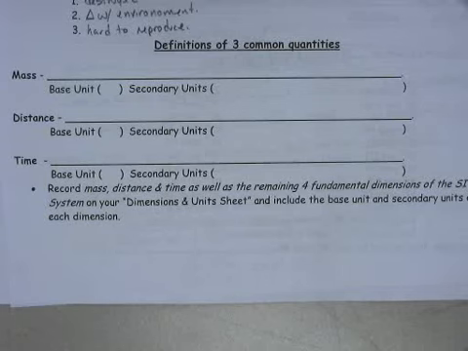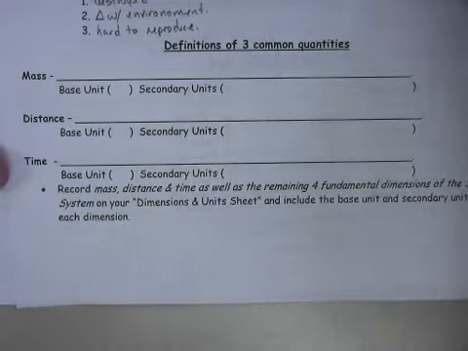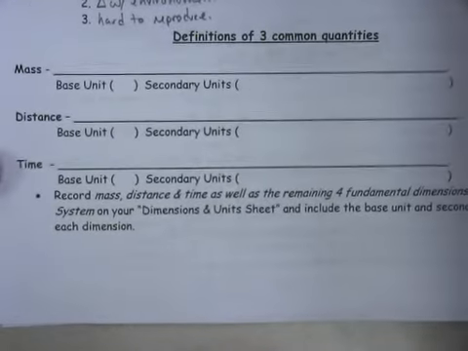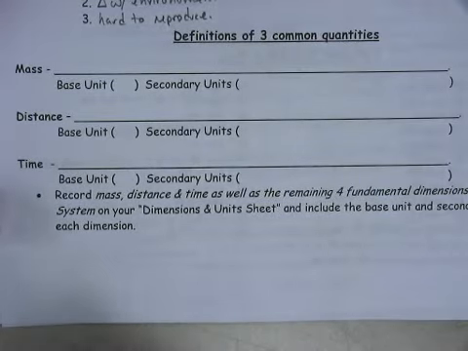All right, here we are. We're back on page 3, definitions of 3 common quantities. We're going to define these 3 common quantities and then switch over and do some other stuff. So here it is. We're going to define mass, distance, and time. And these are pretty well, I'm not sure about straightforward, but hopefully definitions that you've seen before.